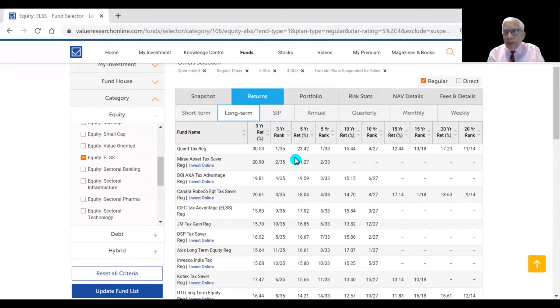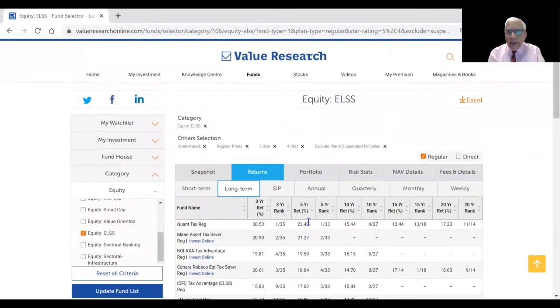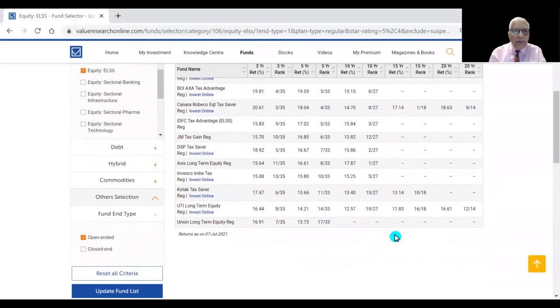We know the growth at 13.645. What is the growth at 23.42%? It's easy to calculate. Calculate that and see, this is only from regular plans. Direct plans will be even higher. Okay, so this is what the page is about.